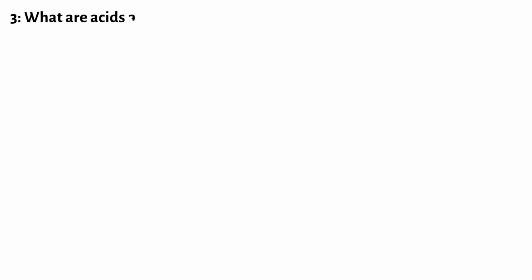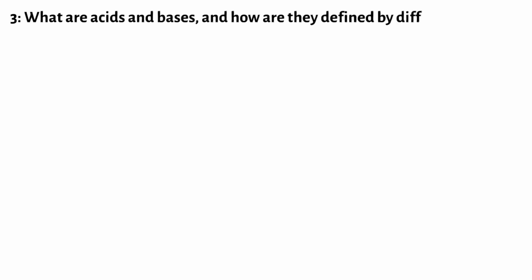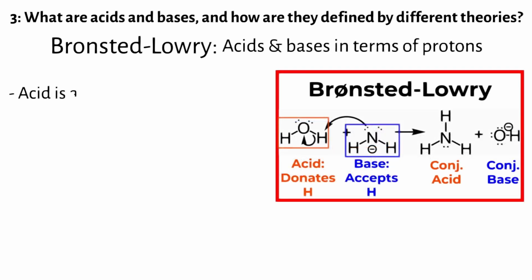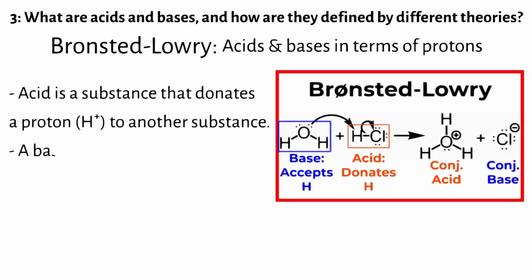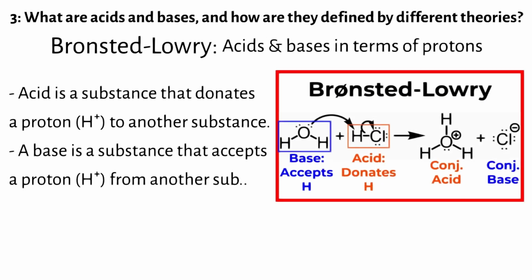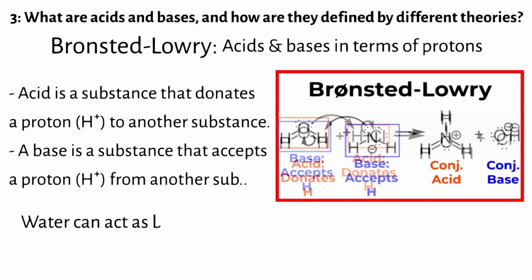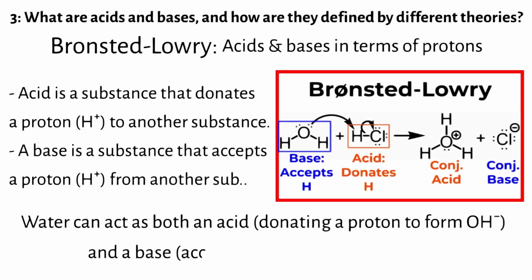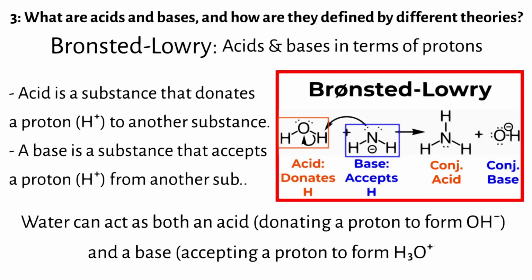Number 3. What are acids and bases and how are they defined by different theories? The Bronsted-Lowry theory defines acids and bases in terms of protons. An acid is a substance that donates a proton H+ to another substance. A base is a substance that accepts a proton H+ from another substance. In this theory, water can act as both an acid, donating a proton to form OH-, and a base, accepting a proton to form H3O+.